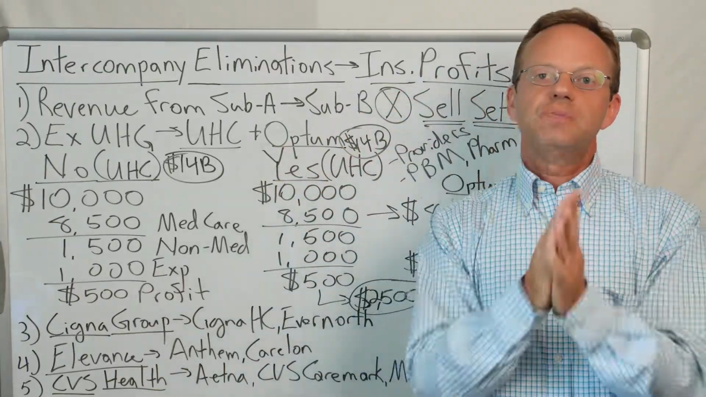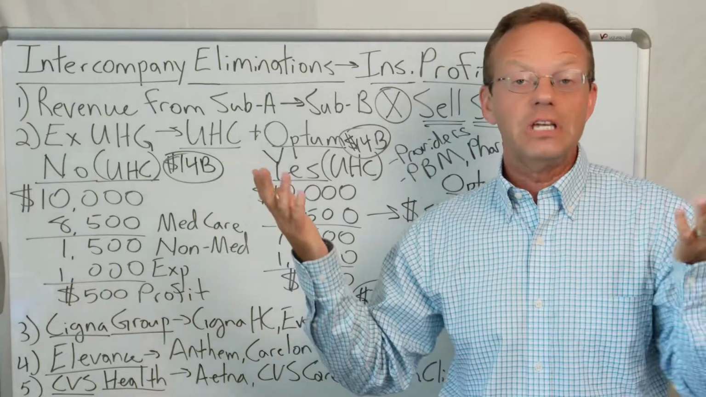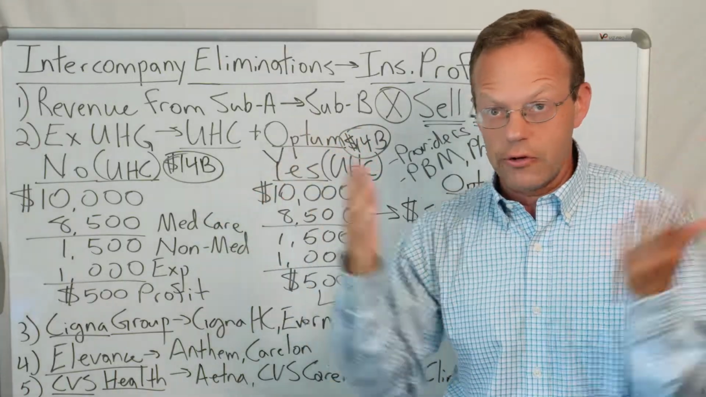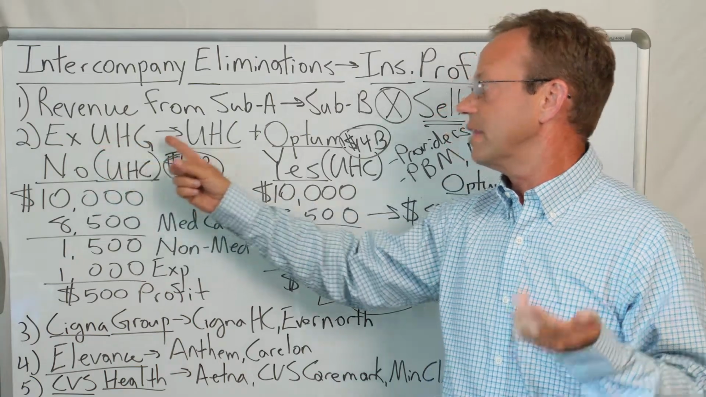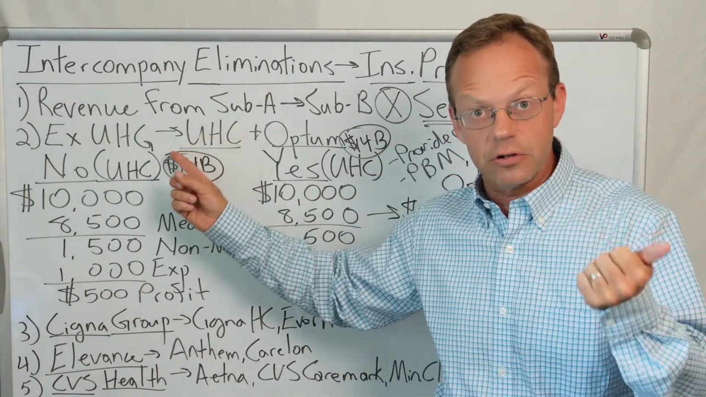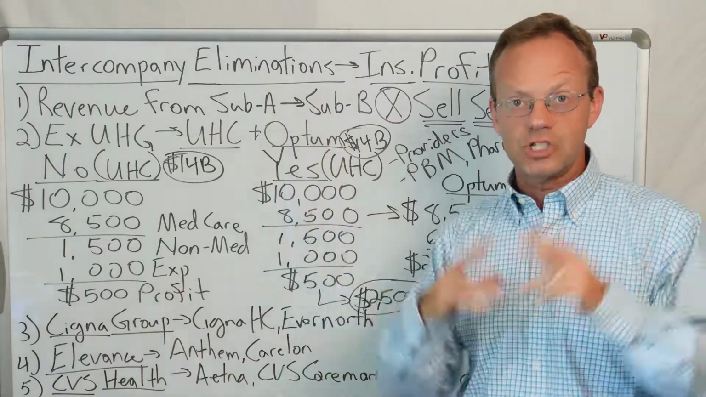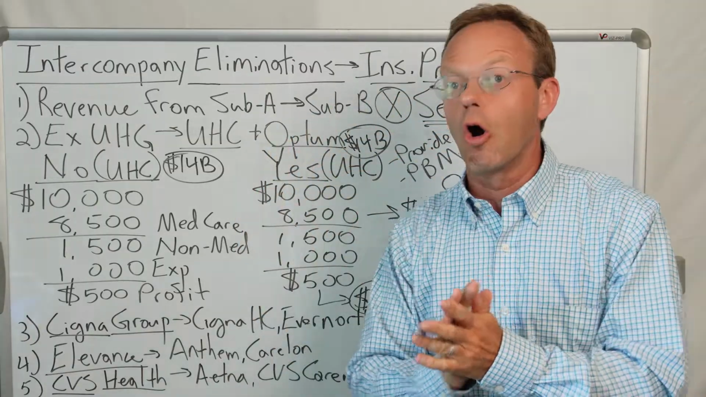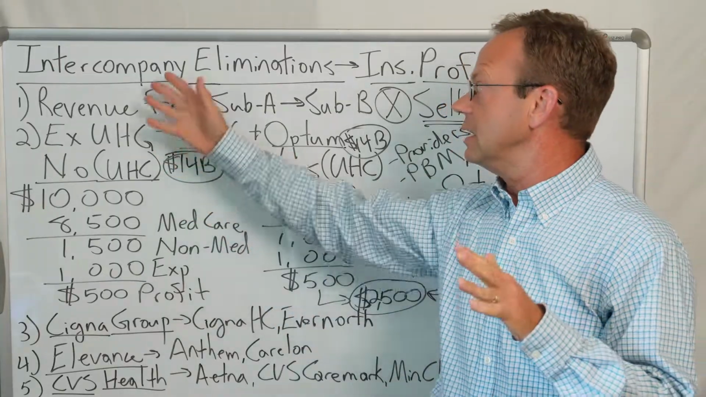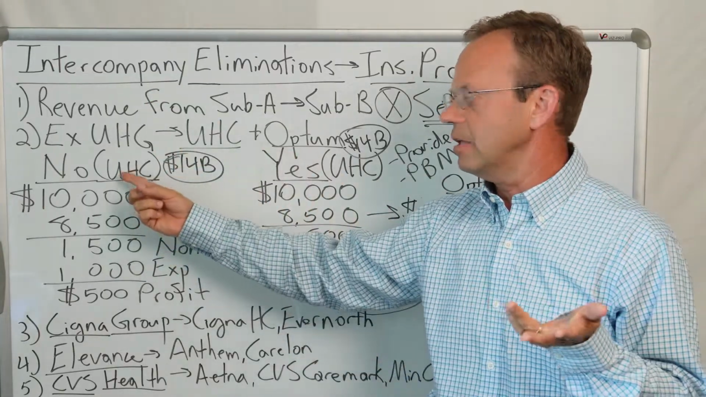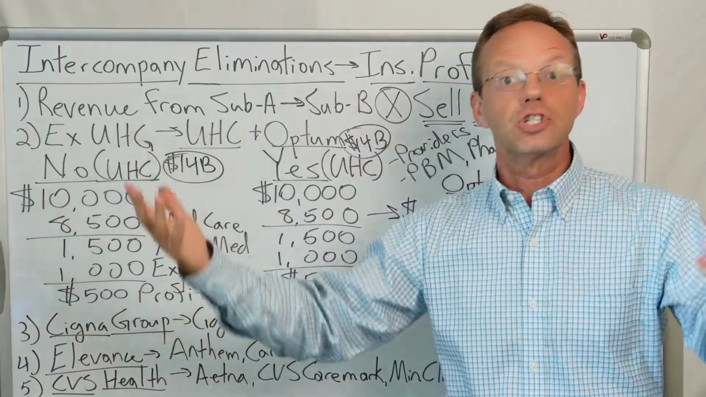So let's use a specific example involving United Health Group, because they do it, as do the other health insurance companies. United Health Group has United Healthcare, the insurance company, and then they have Optum, which is the healthcare services, quote unquote, arm of United Health Group. Now, let's say there was no intercompany elimination. Let's just say you're talking about United Healthcare, the health insurance company.